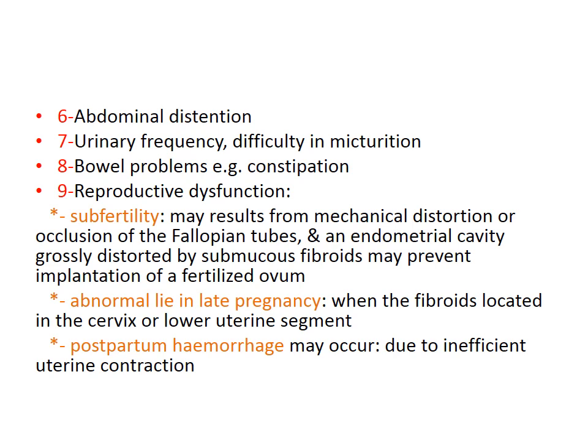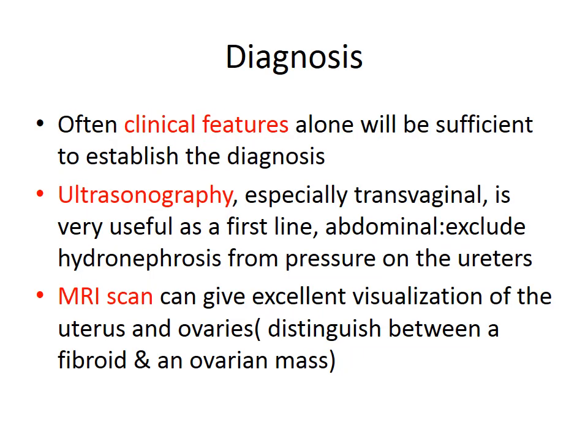a non-complicated pregnancy. As well, it might lead to the development of postpartum hemorrhage, because a fibroid uterus contracts less efficiently than a non-fibroid one. How can it be diagnosed? The diagnosis is often made clinically from the signs and symptoms mentioned above. However, ultrasonography, especially transvaginal, is very useful as a first line. But the abdominal one is required as well, especially when the fibroid is large and more than a pelvic organ. And it is important to exclude hydronephrosis, which might be a complication from a fibroid that is pressing on the ureters bilaterally or unilaterally.